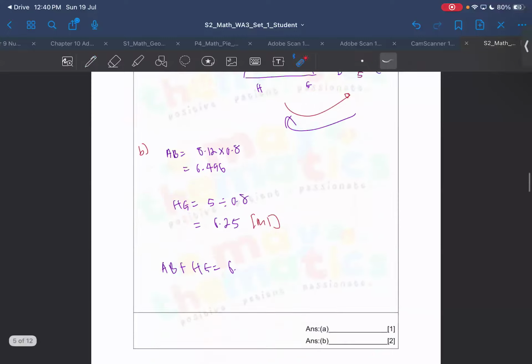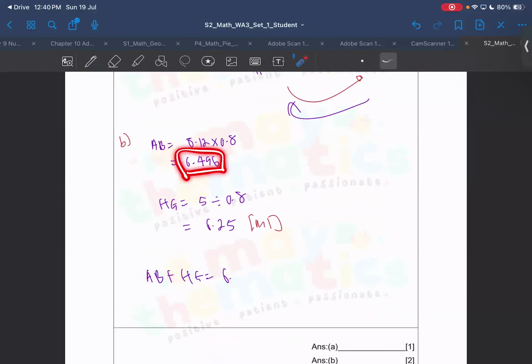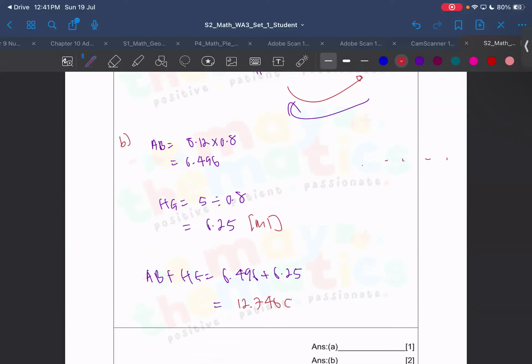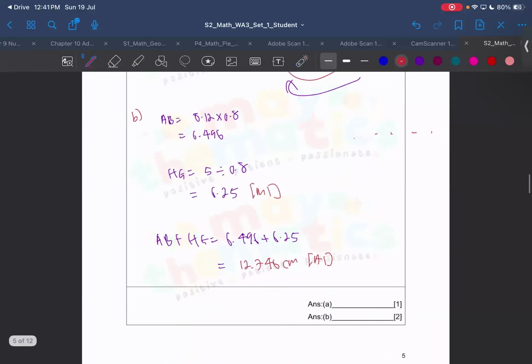And you realize this is not 5SF. This is exact, so leave your answer in exact. Then you add together. 3SF and 5SF is usually if you have a lot of decimals. So your answer is 12.746. Don't leave it in 3SF. This one is exact.